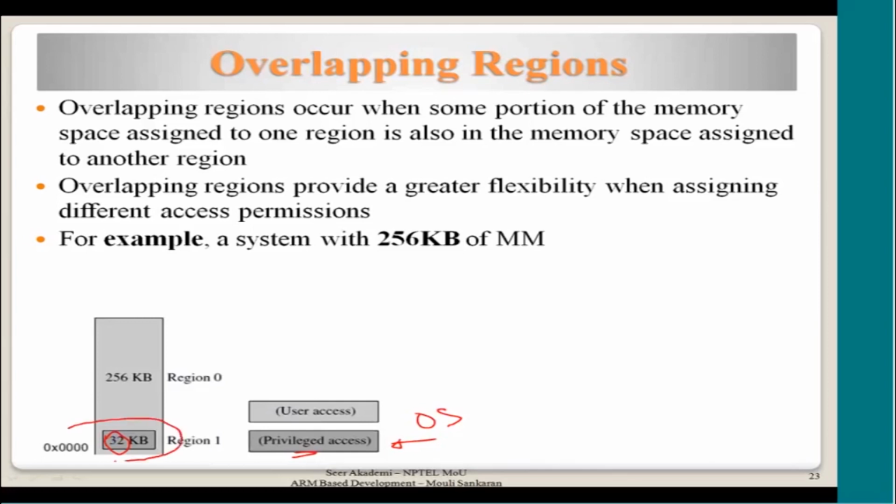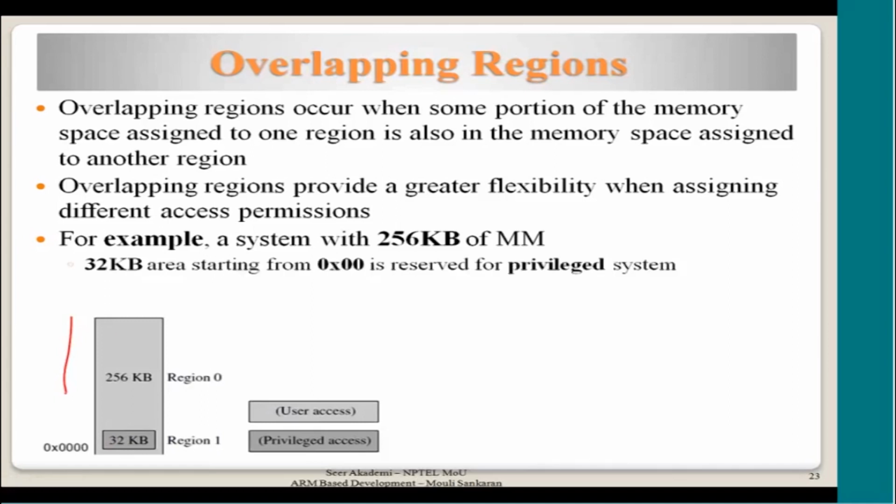Why is it given a lower address? That also has a purpose. 00 is here. Why is it given 00, or the lower address? Because interrupt vector tables reside in the lower address here. There are some configurations possible to keep the IVT at the higher address, but I am not talking about it, because if the system has only this much memory, the interrupt vector table has to be here, and it should be protected. That is why it has privileged access, and then the rest of it has user access.